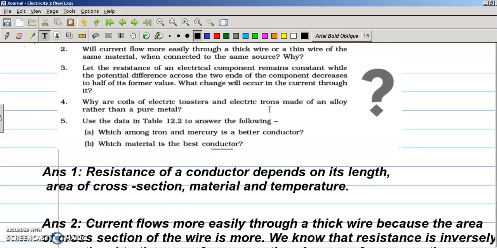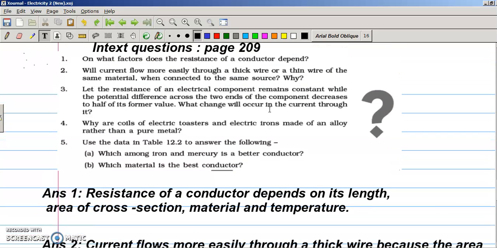Now we move to the next part, that is the third question: let the resistance of an electrical component remain constant while the potential difference across the two ends of the component decreases to half of its former value.